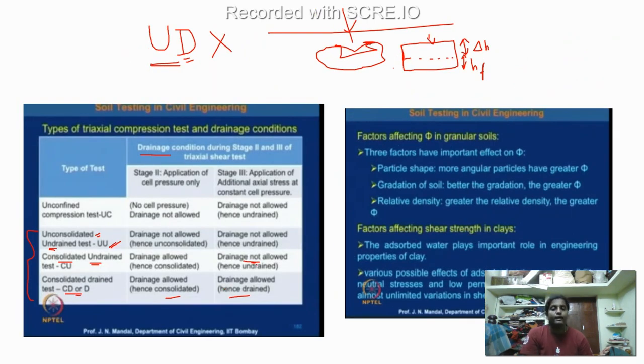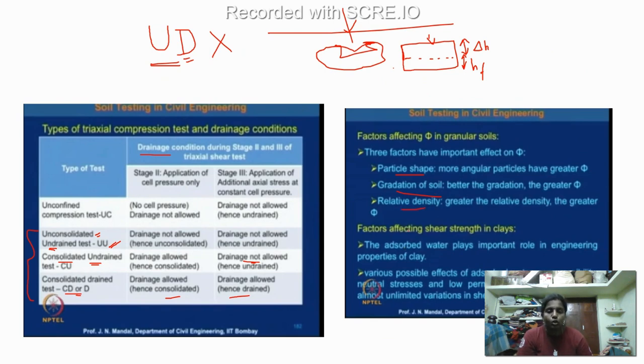Okay, so the angle of internal friction is going to depend on various factors, like particle shape, gradation. As I said, gradation means whether it is going to be a well graded soil or poorly graded soil, different sizes of particles present in different percentages, and its relative density.